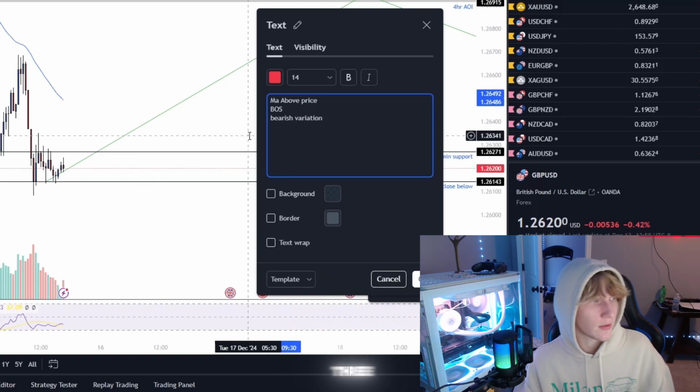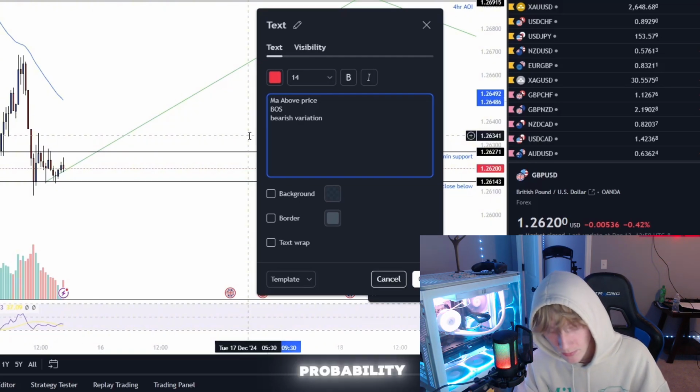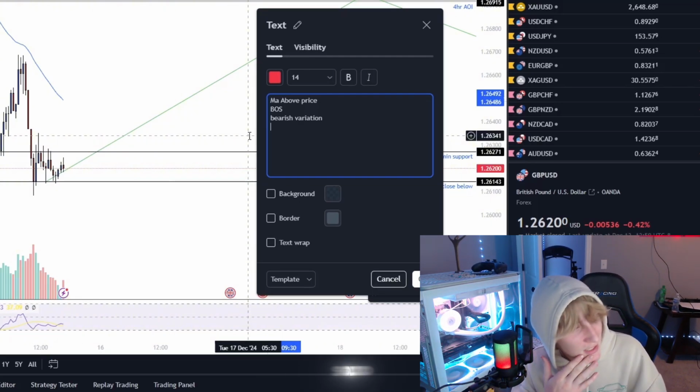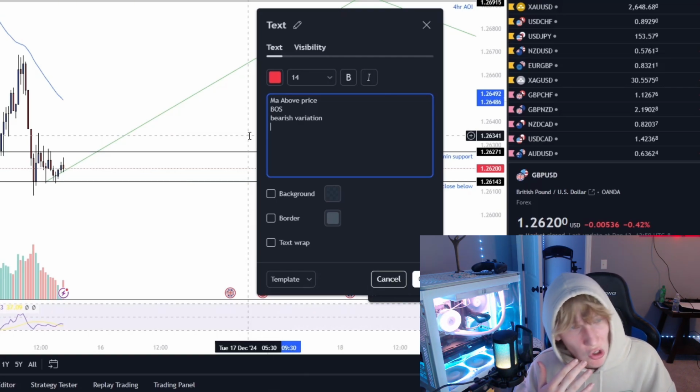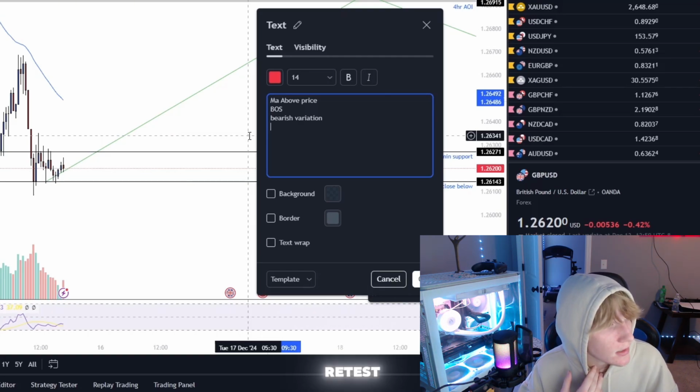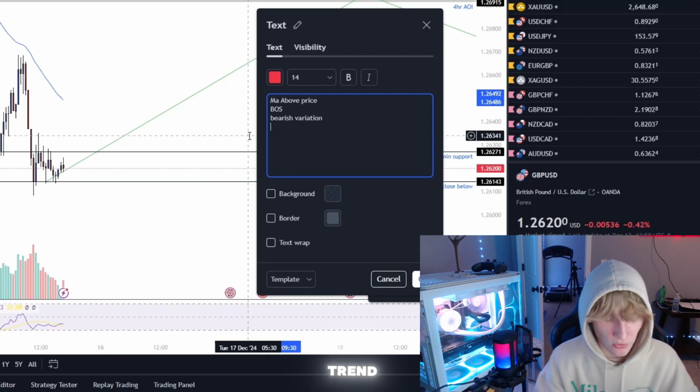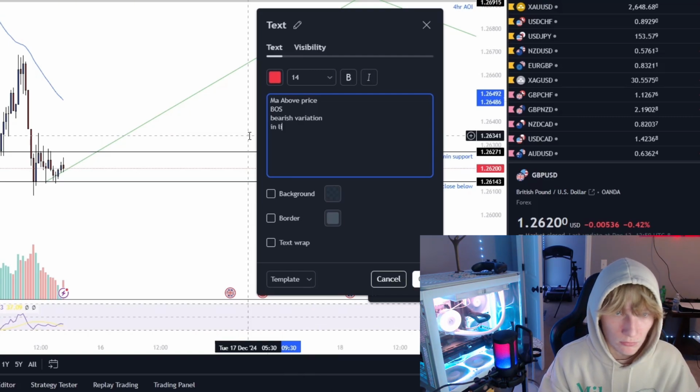So that is already 3, right? So that's already a medium probability trade on the 30-minute. That's pretty solid. But let's keep looking if there's anything else. So do we have market structure? No. We don't have a retest. Trend, okay, yeah, in line with the trend.